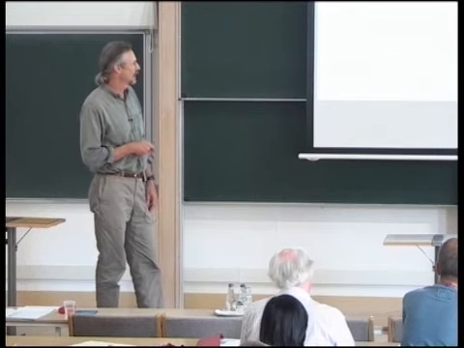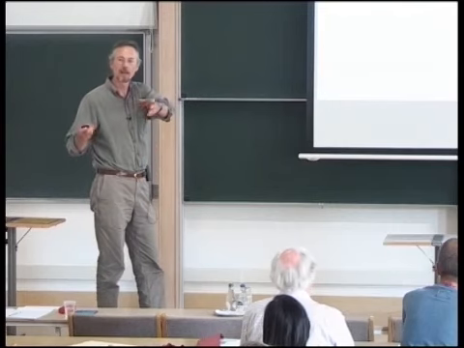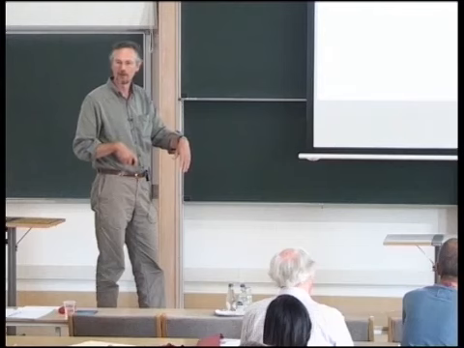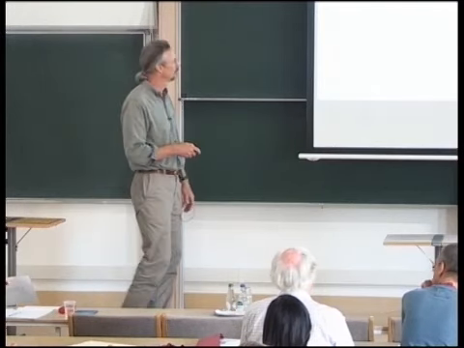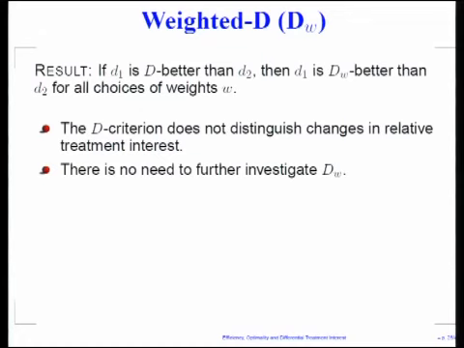Okay? And if you do the asymptotics, letting one group have weight 0, another group get all the weight, then for both of these two, everything works out very nicely. So just what you think it would be. Weighted D, this is a different cat. If D1 is D better than D2, then D1 is D weighted better than D2, no matter what your choice of weights. What does that say? It says the D criterion does not distinguish changes in your interest on different contrasts, and so there's no need for us to look at anything called weighted D any further.